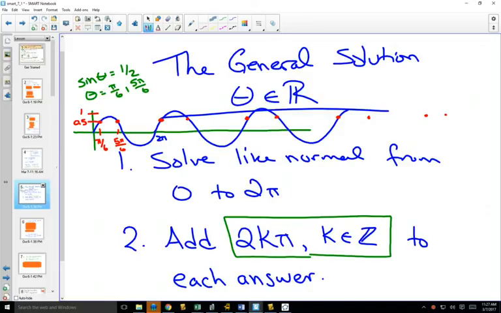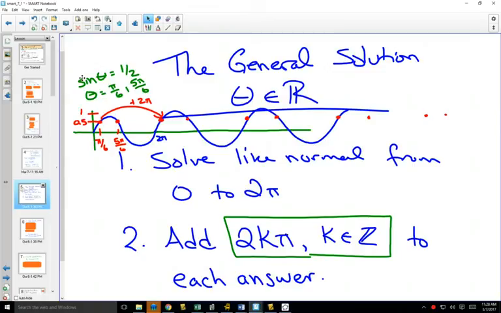Well, how do we find all of those answers? We just say to ourselves, these are going to be coterminal angles. How much is the jump from here to here? Well, if we take out our unit circle, starting at pi over 6 and going one whole time around would be adding 2 pi, which is the same as the period that we have here. So we're going to find all of our answers like normal, and then we're going to add 2 pi k times, as many times as we want, where k is an integer, over and over again to each of our answers.